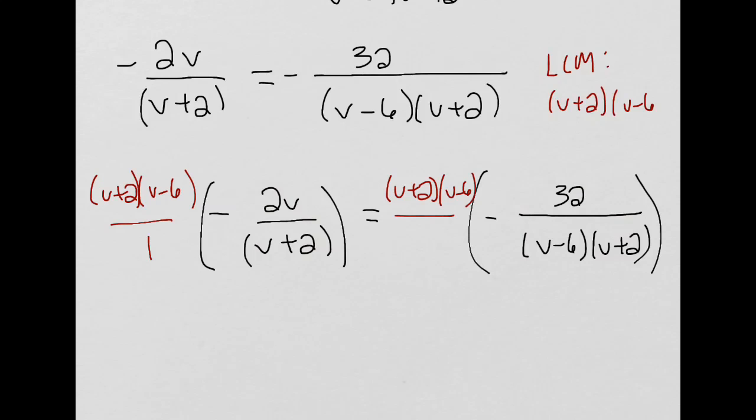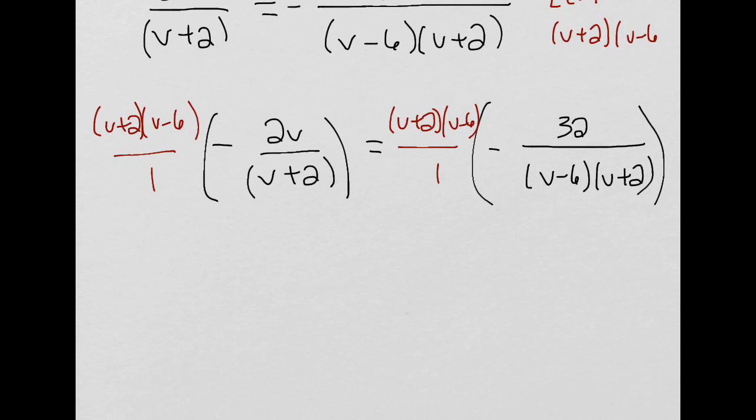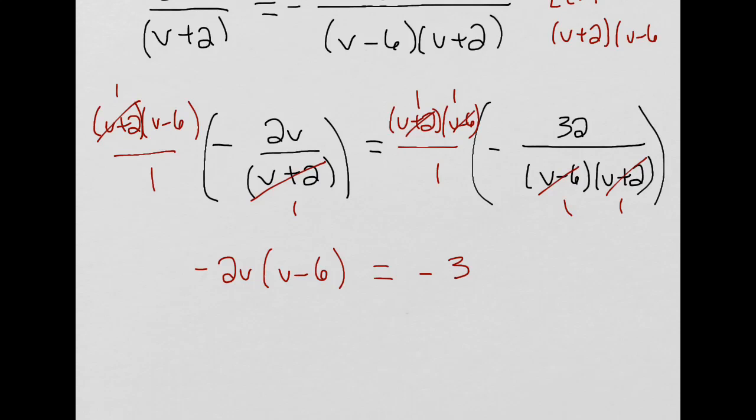Just distributing this to both sides, and then I just clean up what's left. So notice in the first term, I've got a v plus 2 on the bottom, I've got a v plus 2 on top. So I can divide out, and then what's left is negative 2v times v minus 6. On the other side, I've got a v plus 2 and a v minus 6 on the top, and a v plus 2, v minus 6 on the bottom, so I can divide top and bottom by those factors. And I'm just left with a negative 32.